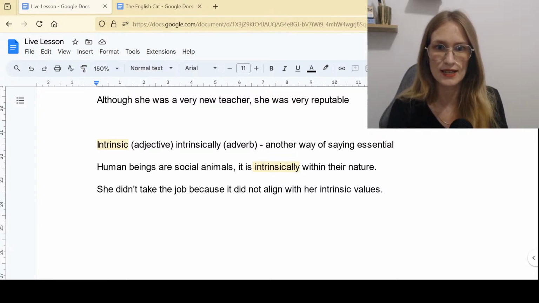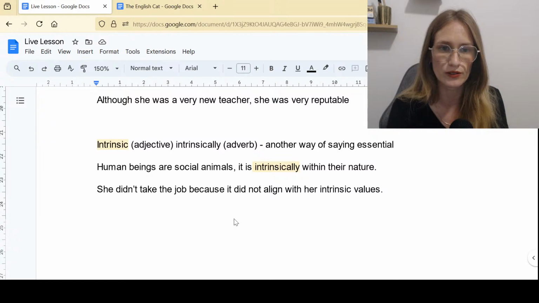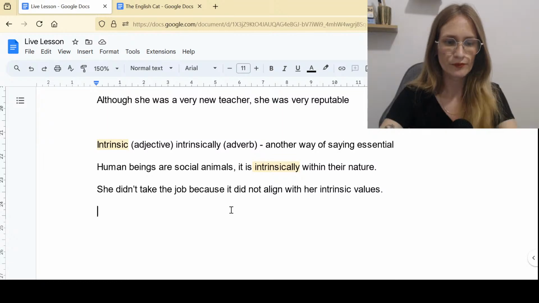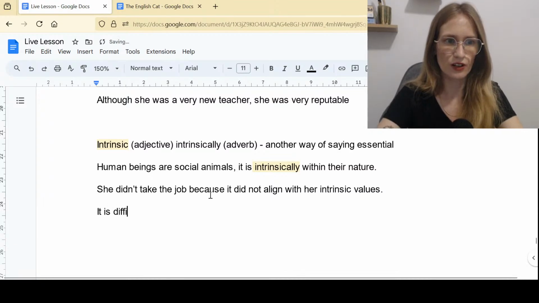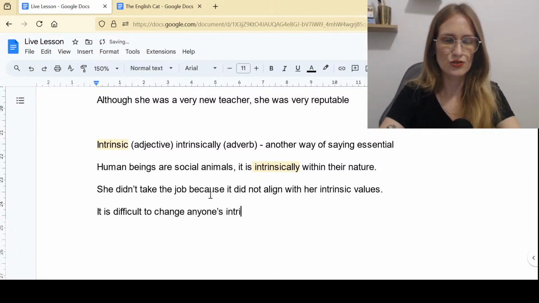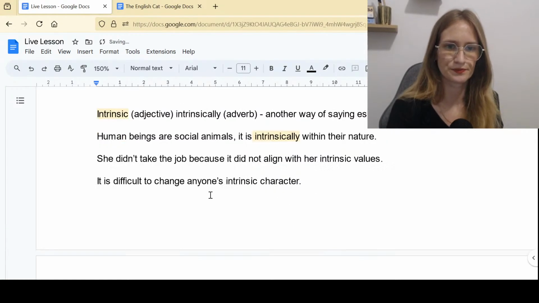Perfect example, Miranda. It is difficult to change anyone's intrinsic character. Nice. I really like that example. I'm going to add that to our list here. It is... Oh, I've just forgotten what you said. It is difficult to change anyone's intrinsic character. Exactly. Perfect.